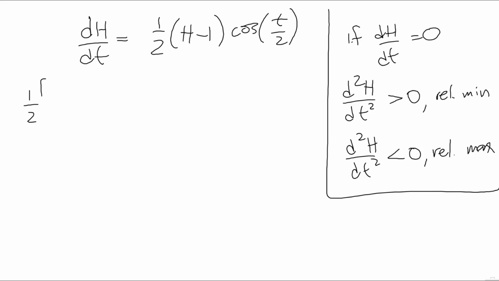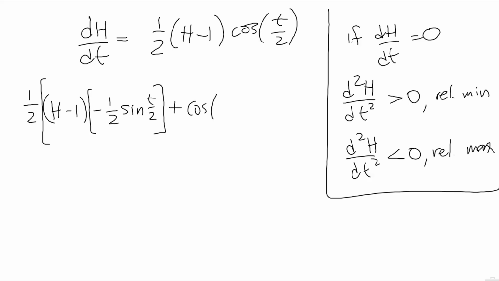So I'm going to keep the 1/2 out in front for the whole thing, because that's not going to affect anything. But then I'll take my derivative, and I'll keep the h minus 1 to start, and I'll take the derivative of cosine t over 2. Right? And using the chain rule, the derivative of cosine t over 2 is negative 1/2 of sine of t over 2. And then we'll add to that the second part of our function, the cosine of t over 2, times the derivative of h minus 1. Well, the derivative of h minus 1 is just dH dt. And so this is our second derivative.